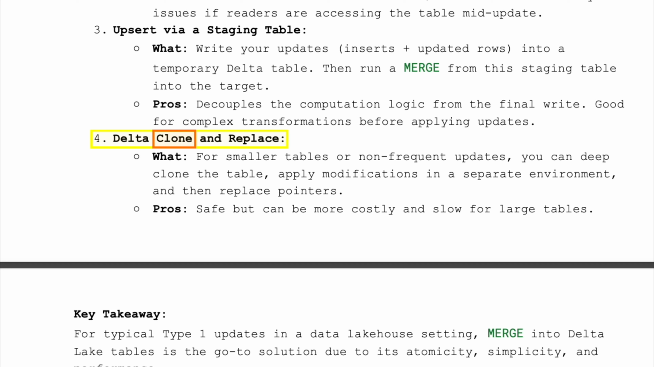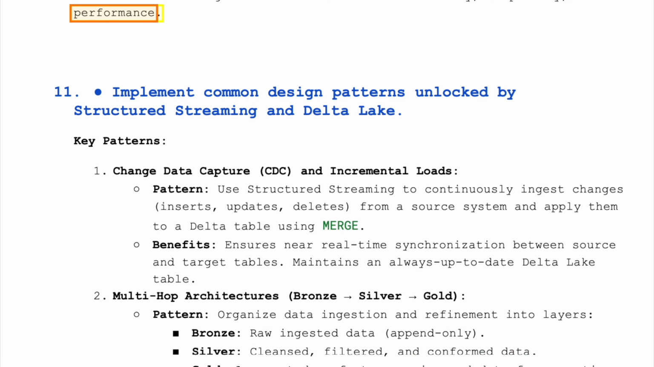4. Delta clone and replace. What? For smaller tables or non-frequent updates, you can deep clone the table, apply modifications in a separate environment, and then replace pointers. Pros: safe but can be more costly and slow for large tables. Key takeaway: for typical Type 1 updates in a data lakehouse setting, merge into Delta Lake tables is the go-to solution due to its atomicity, simplicity, and performance.